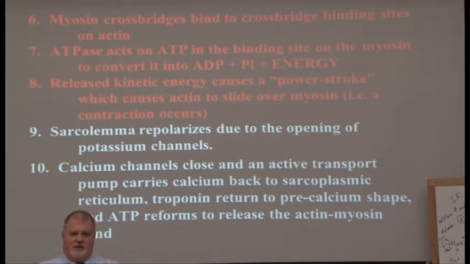Okay. And then this is going to occur in every sarcomere, in every myofibril, within the muscle cell itself. And then it's going to occur in every sarcomere and every myofibril within all the muscle cells that are part of that motor unit. So they're all going to work together.